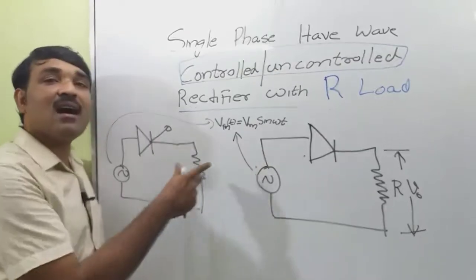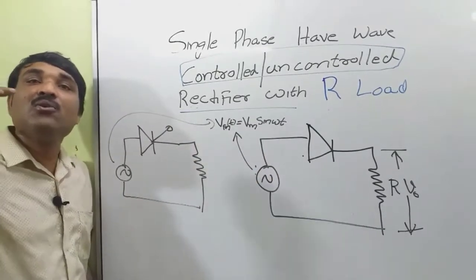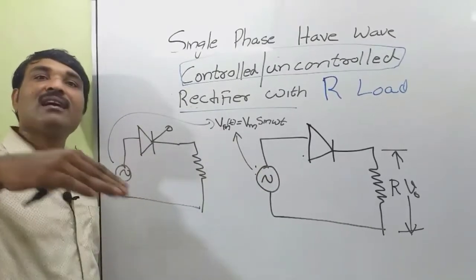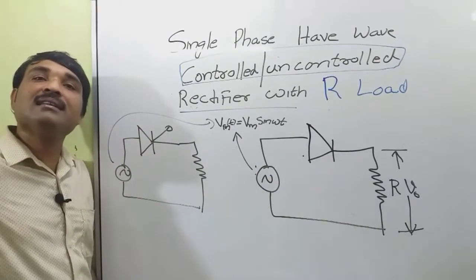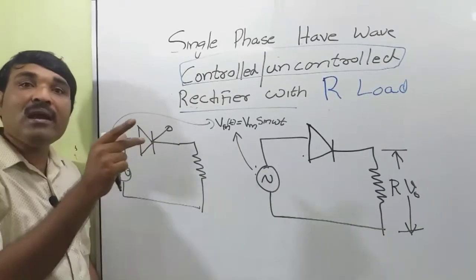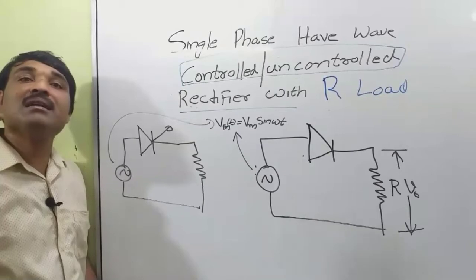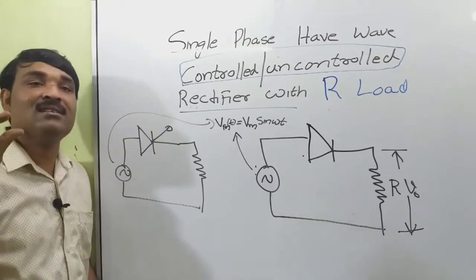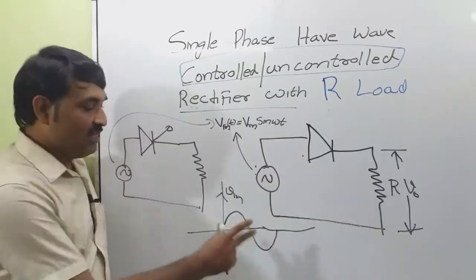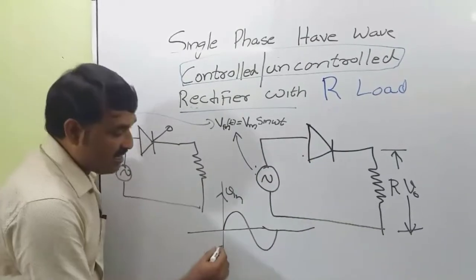Both these circuits are in forward biased condition during the positive half cycle of the input, but the diode will conduct at omega t equal to 0 itself, and the thyristor will conduct only when a firing pulse is available at the gate. So this is a controlled rectifier. This is an uncontrolled rectifier. This will be the input for one cycle.